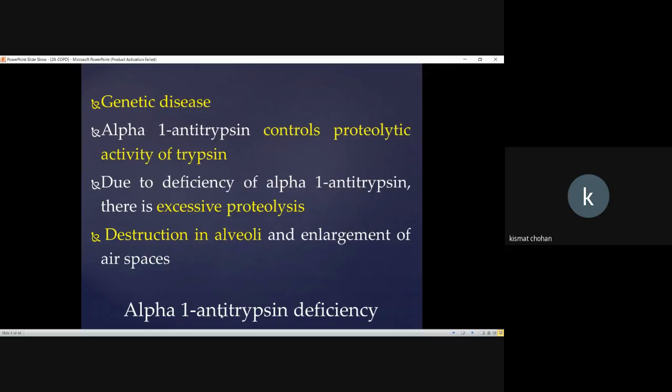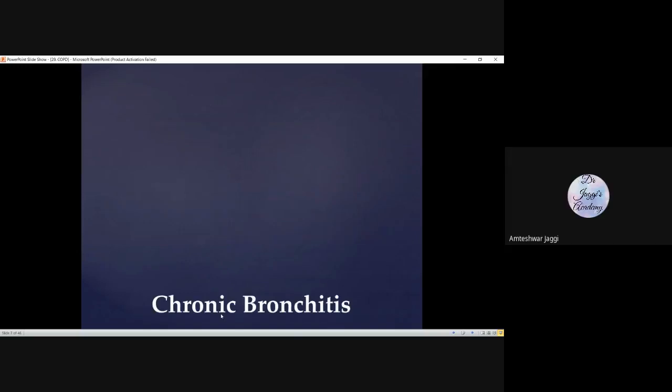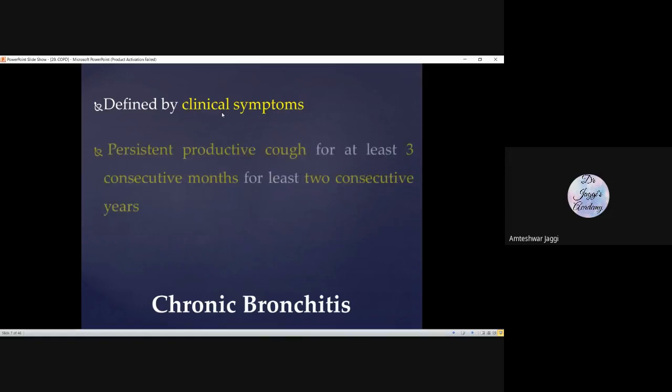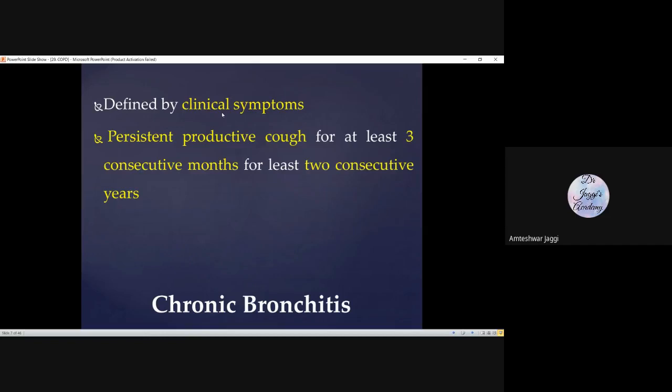Okay, sir. So now, if you talk about bronchitis, it is not characterized anatomically. It is characterized on the basis of clinical symptoms. And what is that one? Now you have to see. This is the major important symptom, productive cough. Bronchitis is characterized by productive cough, and this is persistent.